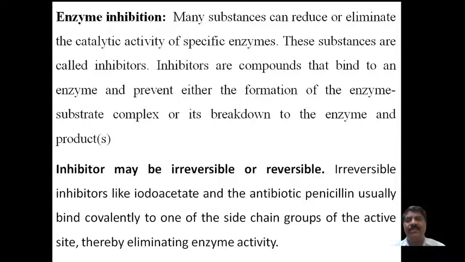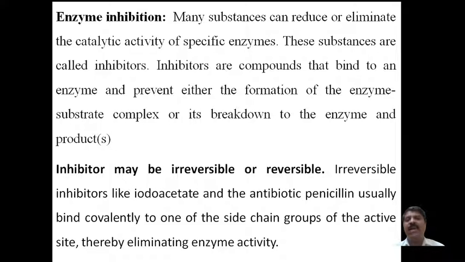Therefore, substances which reduce, eliminate or stop the rate of the catalytic reaction are called enzyme inhibitors, and the process is called enzyme inhibition. It is a process in which substances are added that stop or decrease the rate of the reaction at a particular specificity of the enzyme.